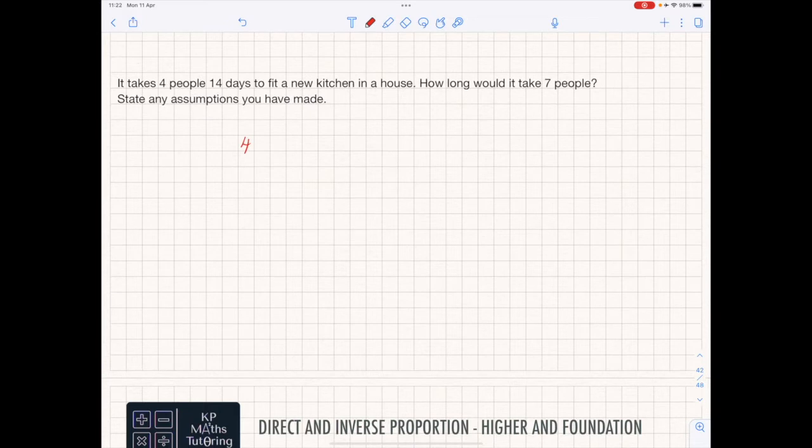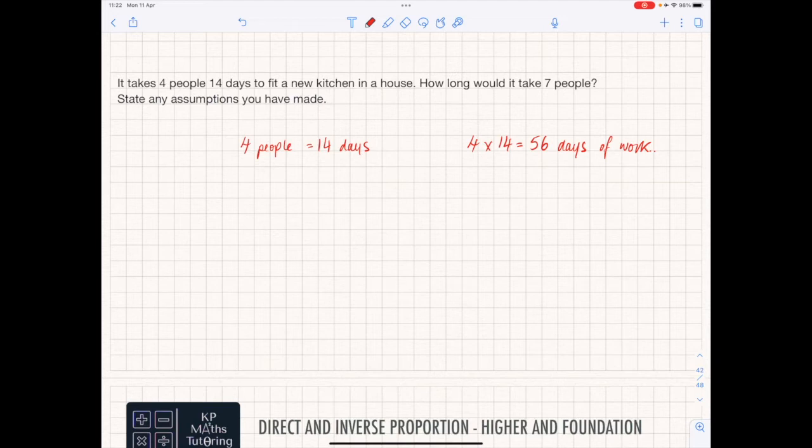Okay, so 4 people, 14 days. So I do my 4 times 14. So 10 times 4, sorry, is 40, and then 4 times 4, which is 16, so you end up with 56 days altogether. So I know I've got 56 days of work that need to be done. It will basically take 56 days to do this kitchen.